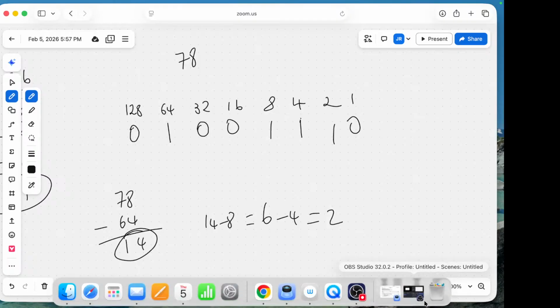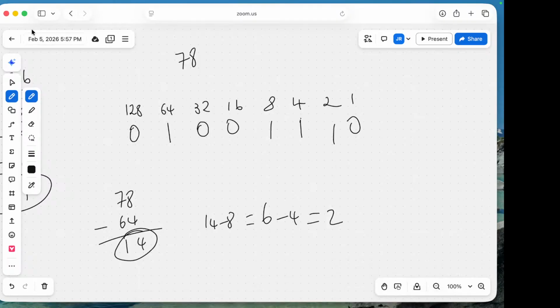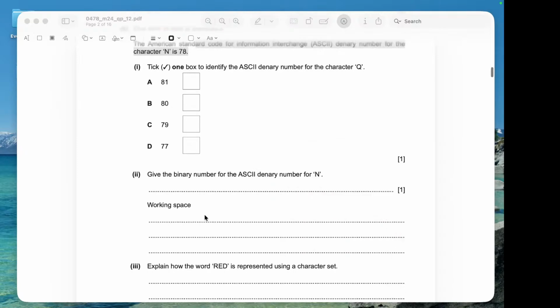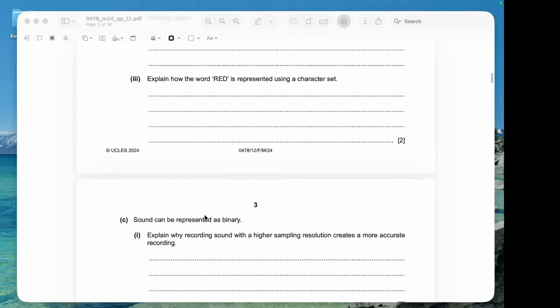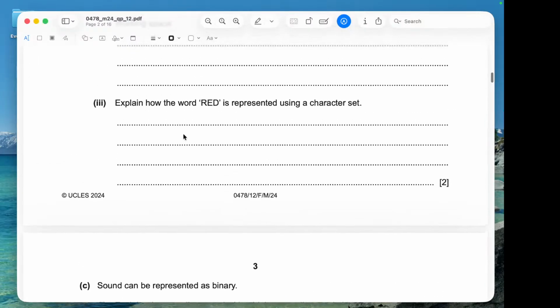Let's look at the next question. So basic binary, always in there somewhere. Explain how the word red is represented using a character set. 2 marks. And by character set, they're talking about ASCII or Unicode.